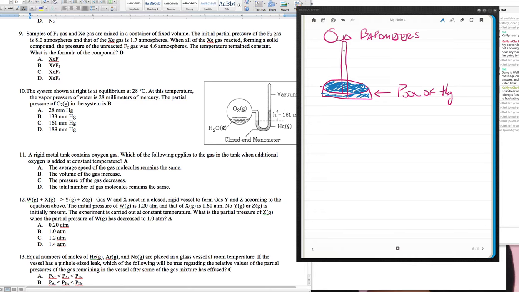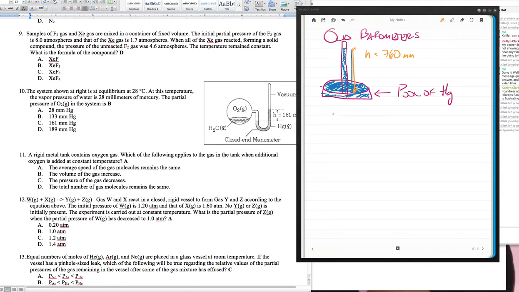on a regular day at sea level, they would say that the mercury, I should use a different color for that. On a regular day at sea level, this height was 760 millimeters. So this is an old barometer, the tube that comes way up out of the top. The height that the mercury went up the tube was 760 millimeters. And so that was the one atmosphere, 760 millimeters mercury.